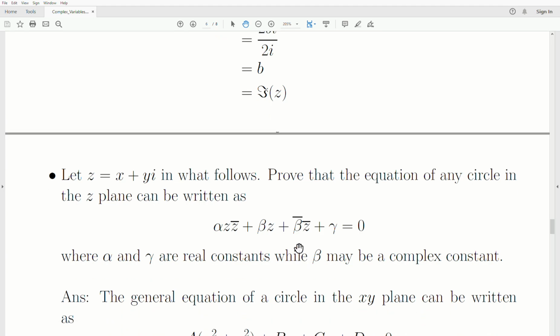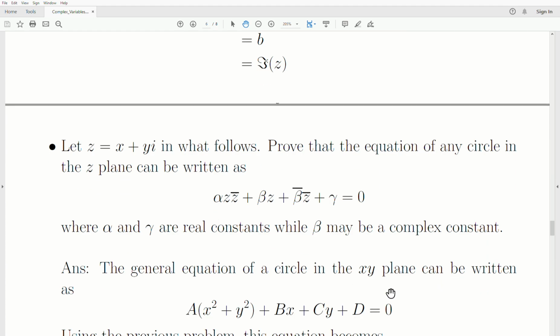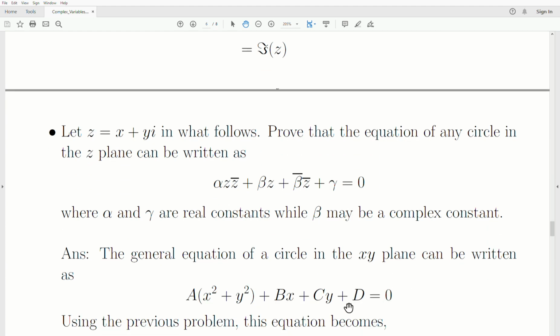Now, for me, it's easier to go in reverse. I want to start with the general equation of a circle in an xy plane, and then it's easily shown that this is the general form of a circle.